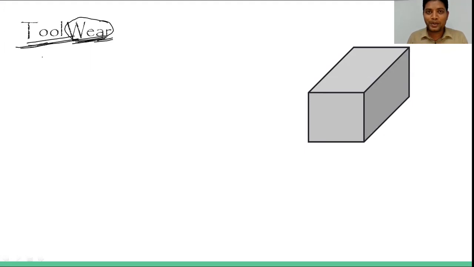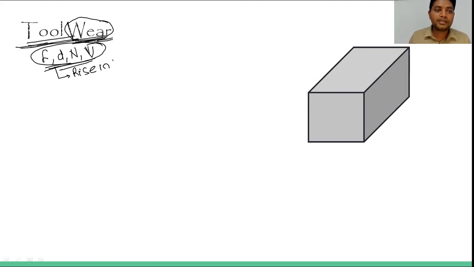because the tool is also a material. By the way, the tool has a very high hardness compared with the workpiece material. But still there are a number of parameters, like feed, depth of cut, rotational speed, velocity and cutting speed. These are a few of the parameters that will affect the loss of material, and this will also affect the rise in temperature. Now, how will this temperature affect?